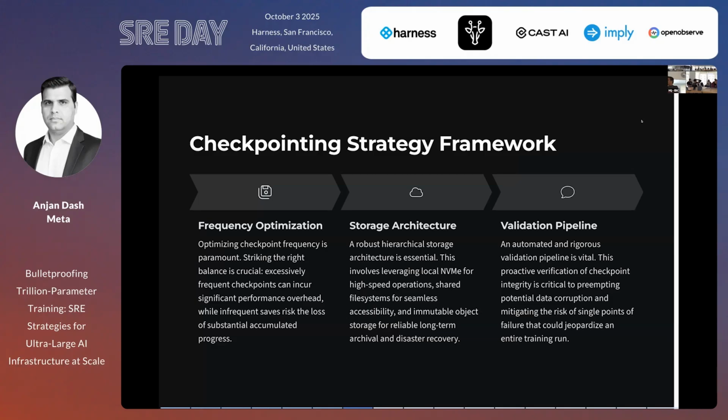Something is failing. So how do you verify that whatever you capture in the checkpoint is actually correct? For that, we need a validation pipeline. What it does is automatically and rigorously keep checking that whatever checkpoint we built is actually good, and that whenever things fail, we'll be able to load it and actually run it, right? So there's a lot going on here. We have checksums, we make sure that we can load it, we can run it. That is another async process where we make sure that the checkpoint is good.